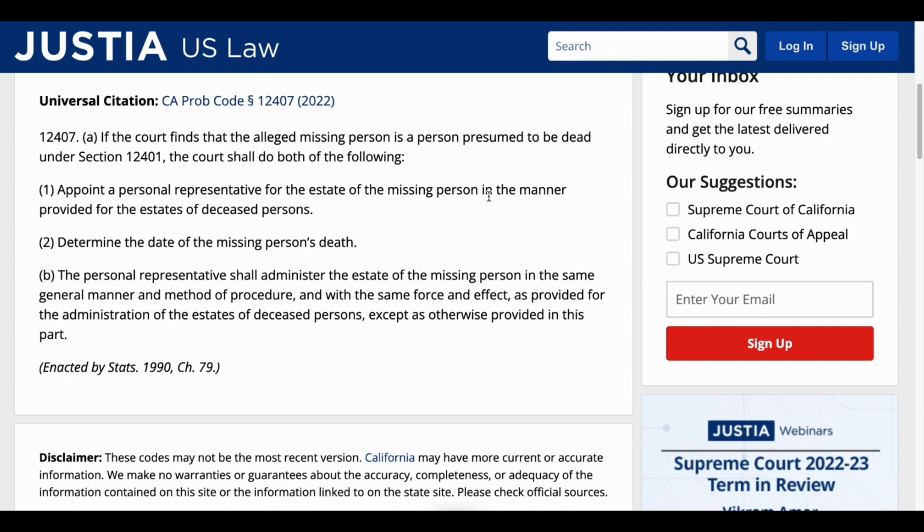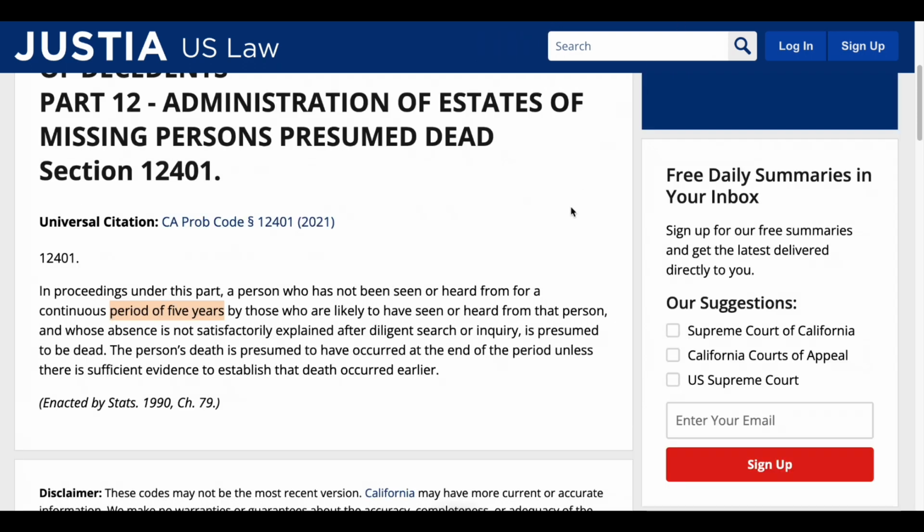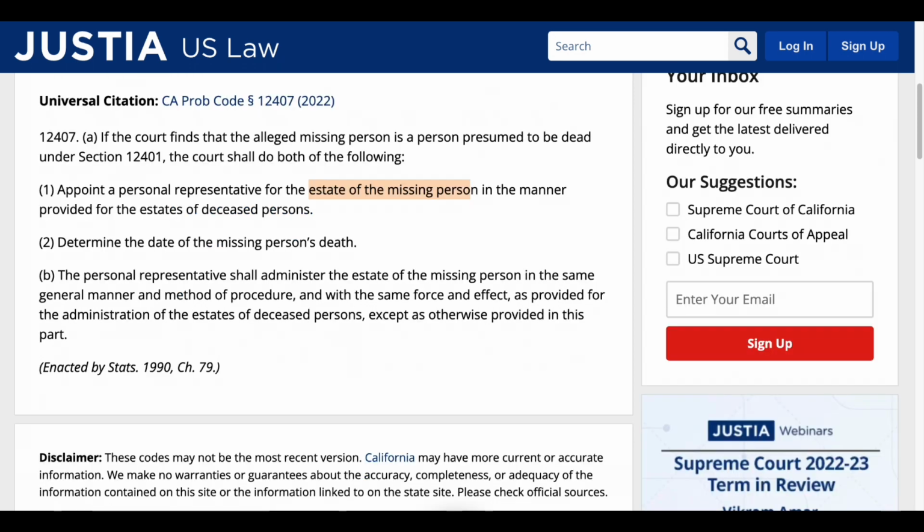Number 1, appoint the personal representative for the estate of the missing person in the manner provided for the estates of a deceased person. See that? In the manner provided for the estates of deceased persons, and you're just a missing person. For the estate of a missing person, it's the same thing I just showed y'all. Y'all saw it already. Determine the date of the missing person's death.